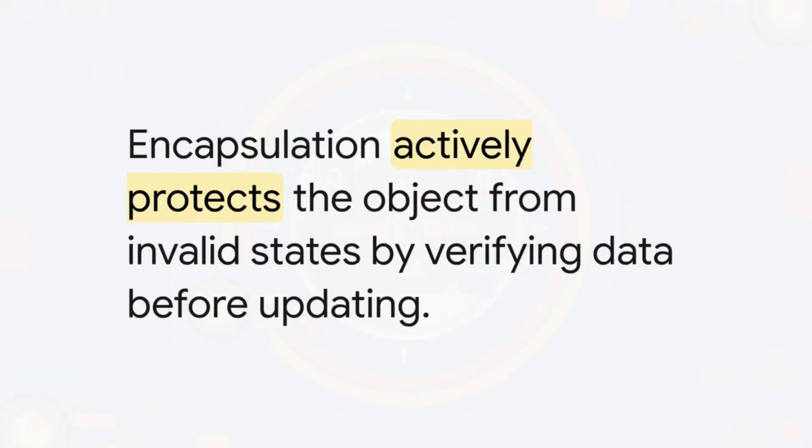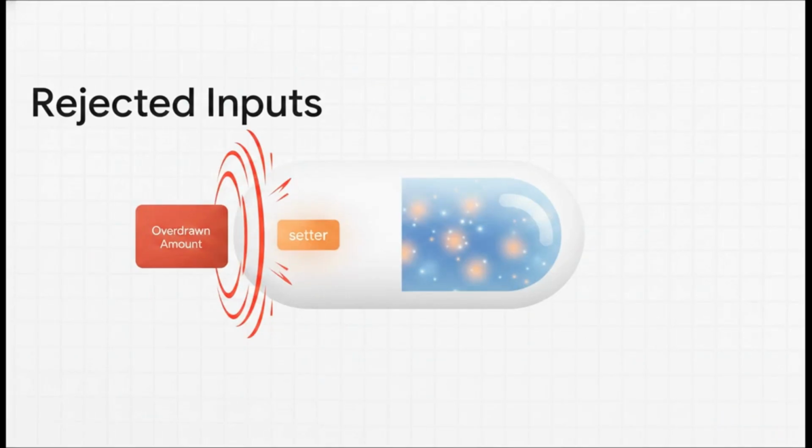And here is the absolute crucial point. Encapsulation isn't just about hiding data to be secretive. It actively protects the object from ending up in an invalid state. We call this setter validation. When you try to set a new value, the setter method can run checks, do some math, or even verify credentials before it ever actually updates that private data locked inside. Think of the setter method as a ruthless bouncer at a club, aggressively rejecting invalid inputs.